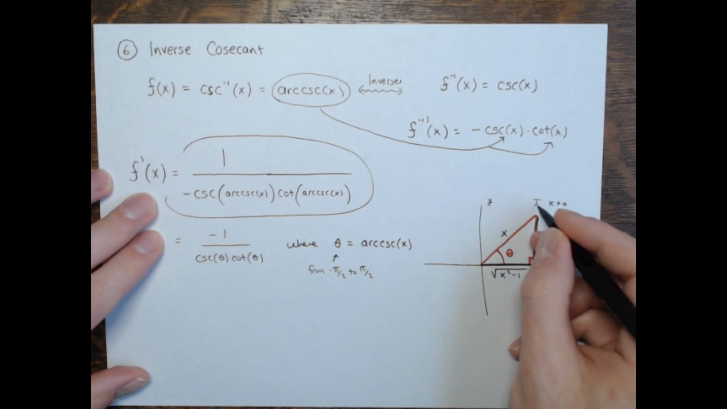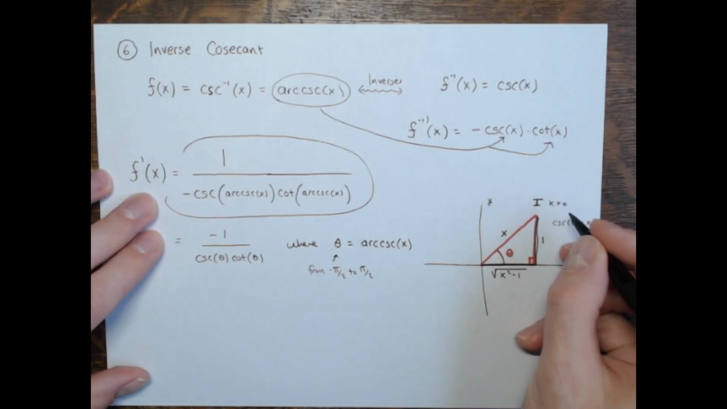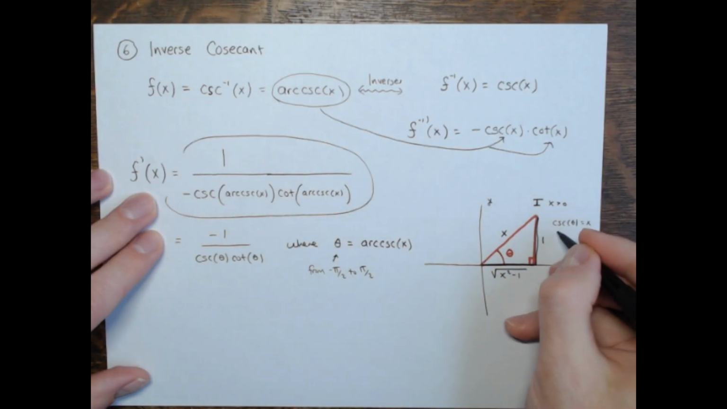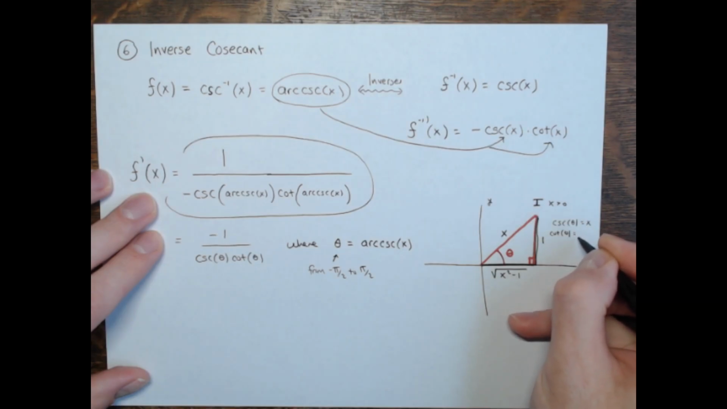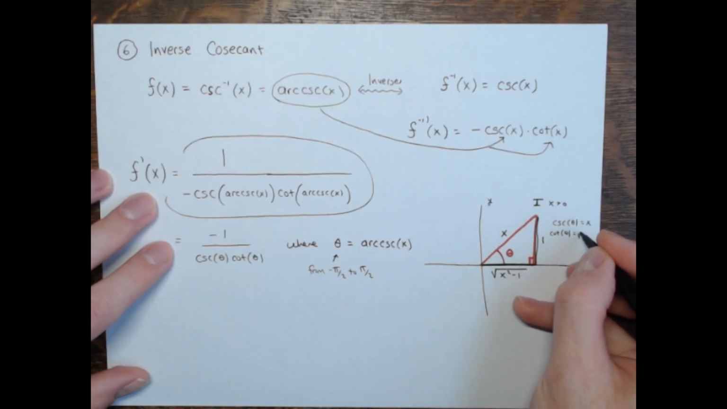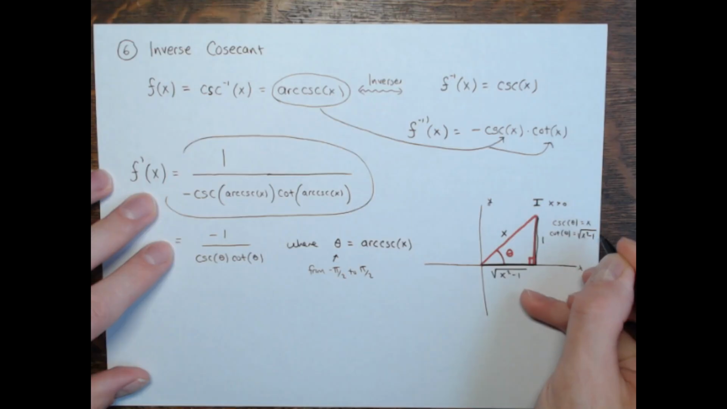All right, so then in quadrant 1, the cotangent of theta is adjacent over opposite, square root of x squared minus 1.